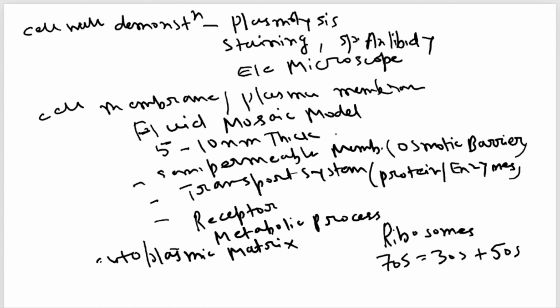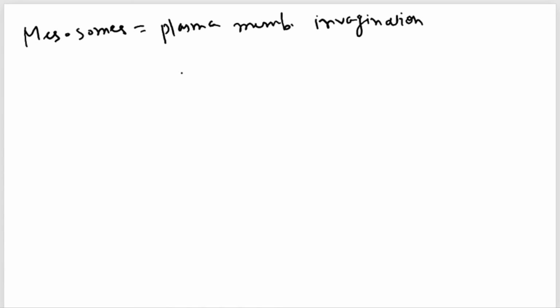Then comes the mesosome, an important structure in the plasma membrane. Mesosome is a plasma membrane invagination, right? And it is more prominent in gram positive bacteria. It is prominent in gram positive.